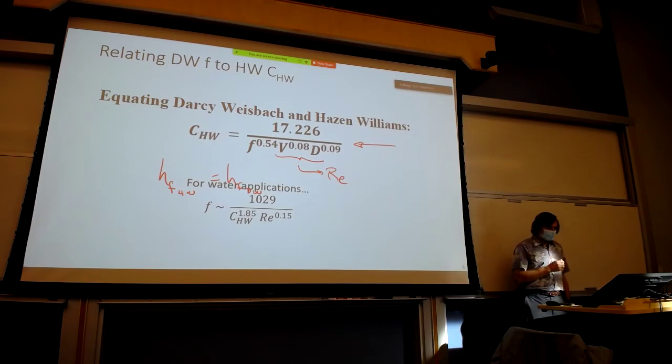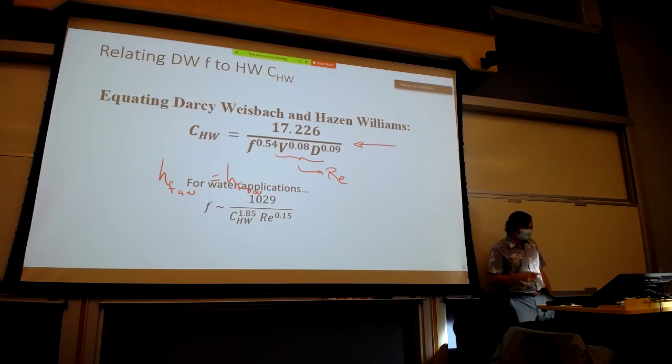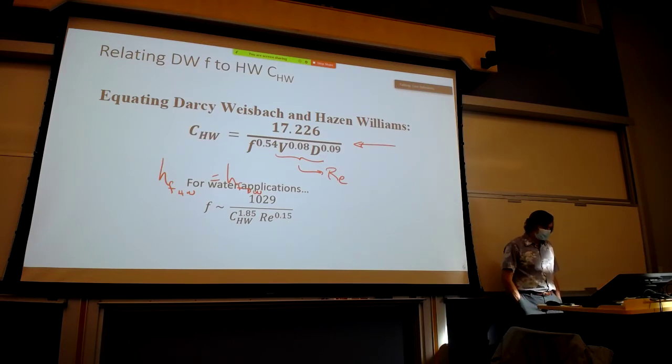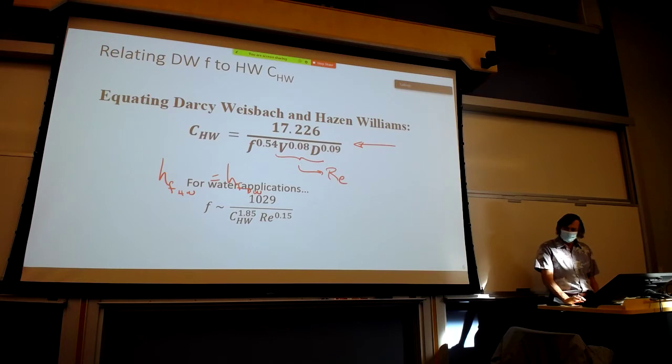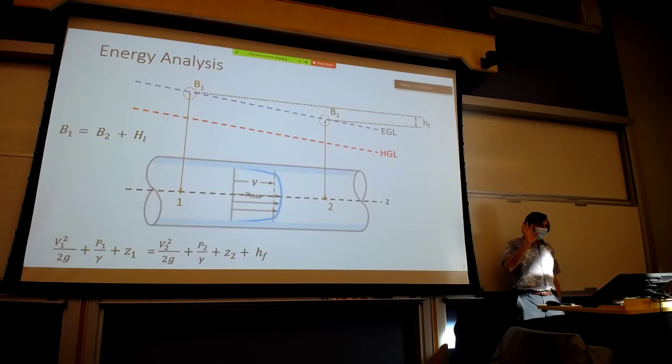And for water applications, I did not give you this equation in your handout, but what you can see is we can relate the Darcy-Weisbach f to the Hazen-Williams coefficient. Everything on the right-hand side is dimensionless, and again, Darcy-Weisbach f and the Hazen-Williams roughness coefficient are both dimensionless. So, we're talking about the same type of problem.